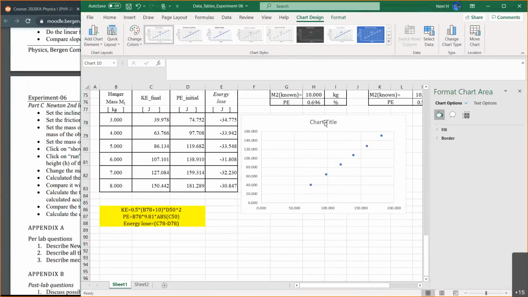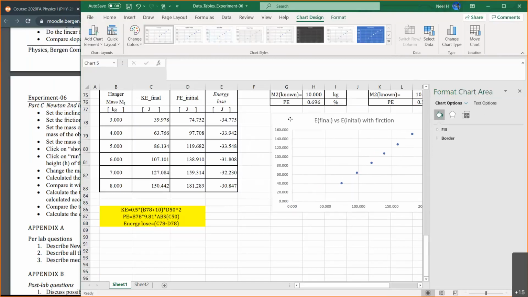So let's reformat this one a little bit. This is going to be E final on the y-axis versus E initial on the x-axis, but this is with friction. Okay, you have to tell how you did that graph and other information, because otherwise there are two graphs that are exactly similar, not meaningful in the report.